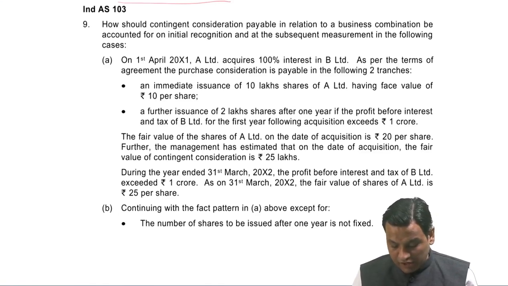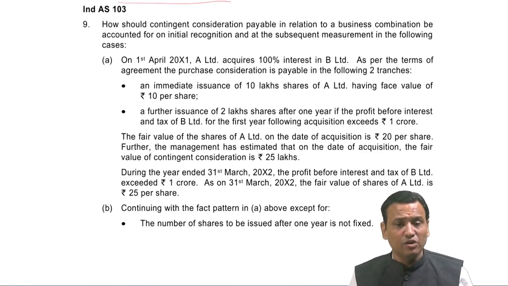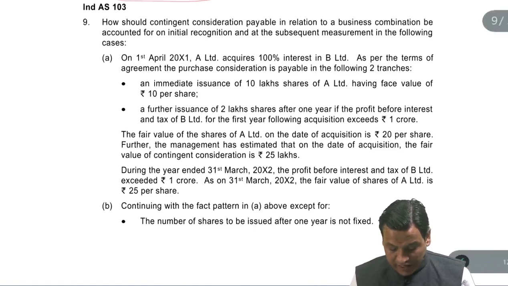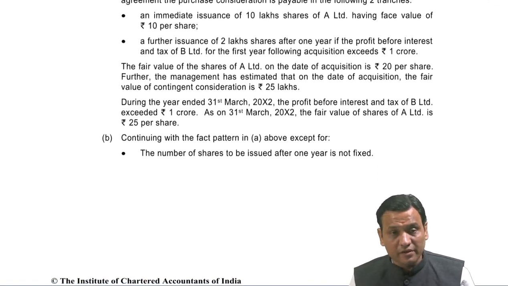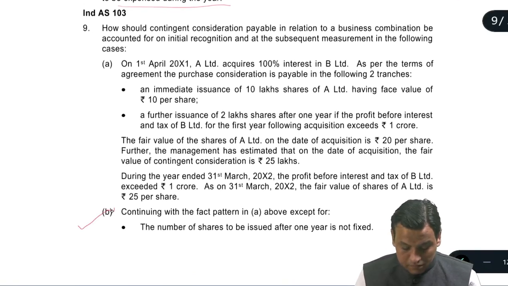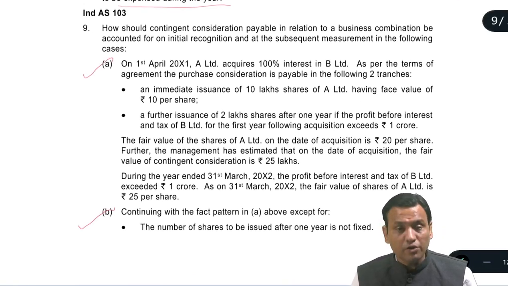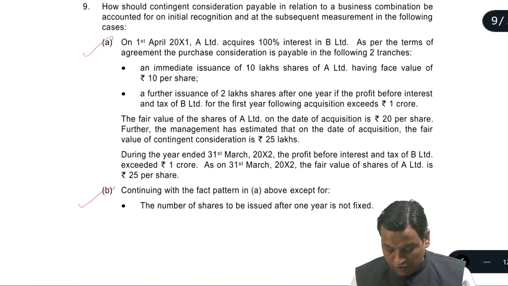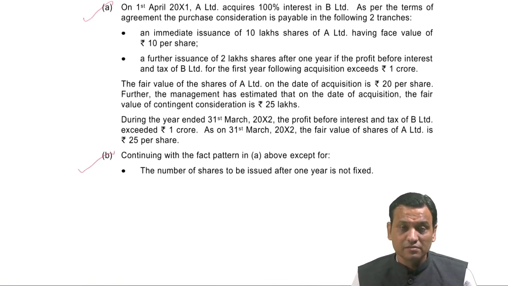During the year ended on 31st March 2002, the profit before interest and tax of B Limited exceeded 1 crore. On 31st March 2002, the fair value of the shares of A is 25 per share. Then comes point number B. Continuing with the fact pattern in A above, except that the number of shares to be issued after 1 year is not fixed.